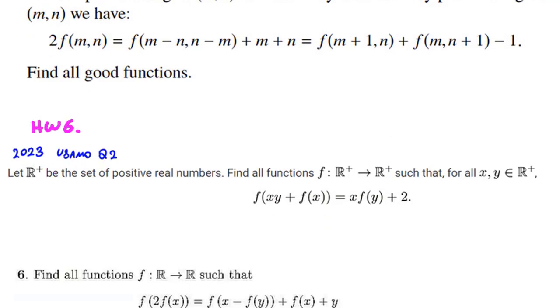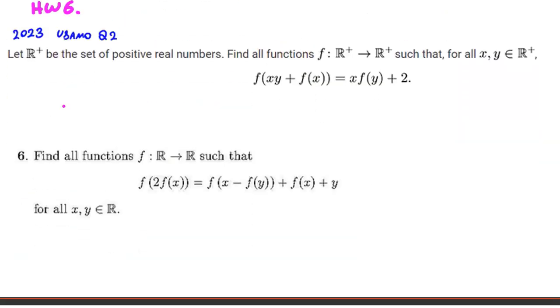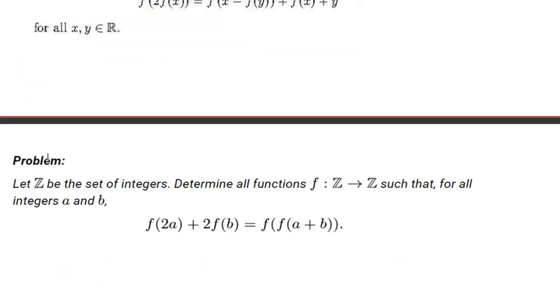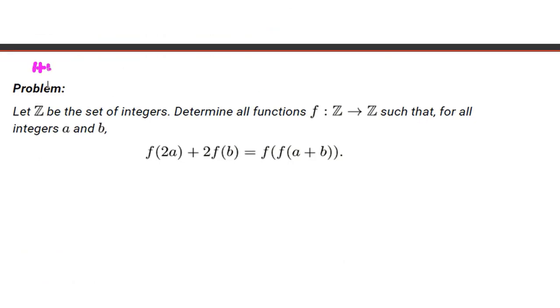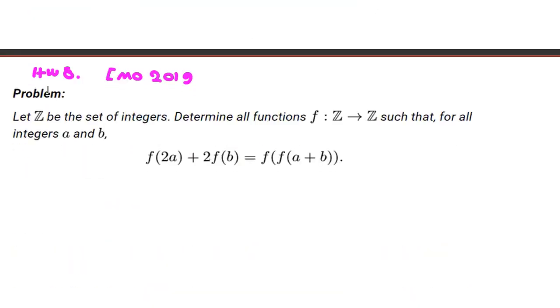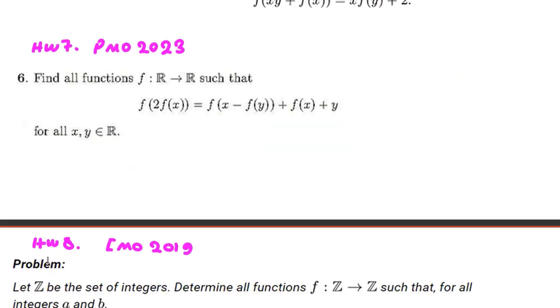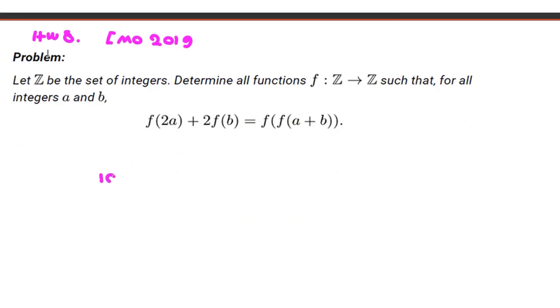USAMO question number 2, 2023, the last USAMO. Homework 7 is for PMO National Level 2023, Philippine Mathematical Olympiad. Homework 8 is for IMO 2019. Okay, so here we have how many ideas? 10 ideas and 8 homeworks.